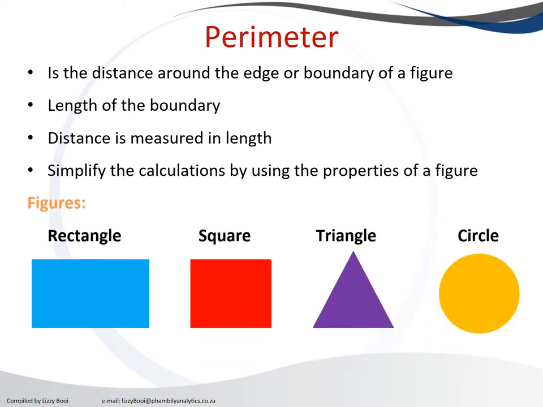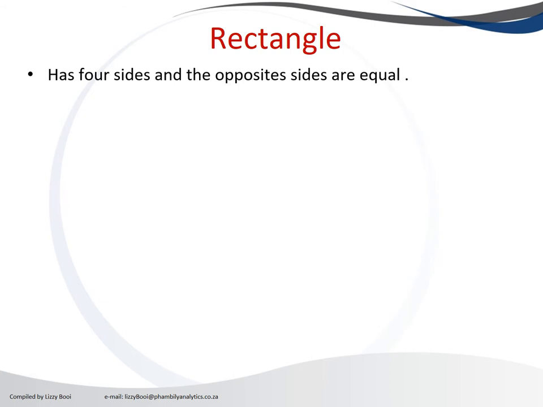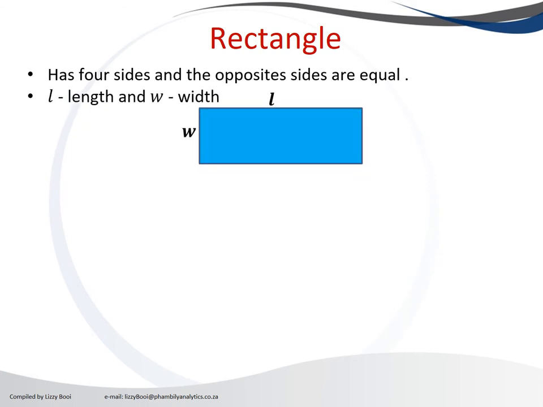So we can calculate the perimeter of a rectangle, a square, a triangle, and a circle. And we're going to follow each one of them and see how we can calculate the perimeter of every one of them. First, we start with the rectangle. A rectangle is made up of four sides with two equal sides. There are two sides that are equal at the top and at the bottom, and also on the left and the right, the sides will be equal. The top will be your length and your width will be on your side. And we use the length and the width to calculate the circumference or the perimeter of this rectangle.